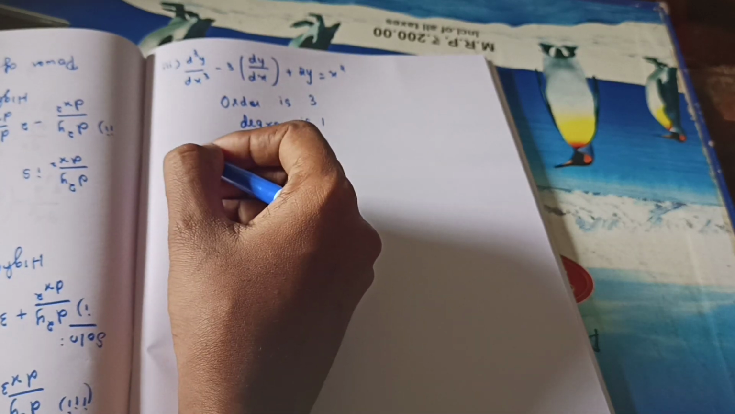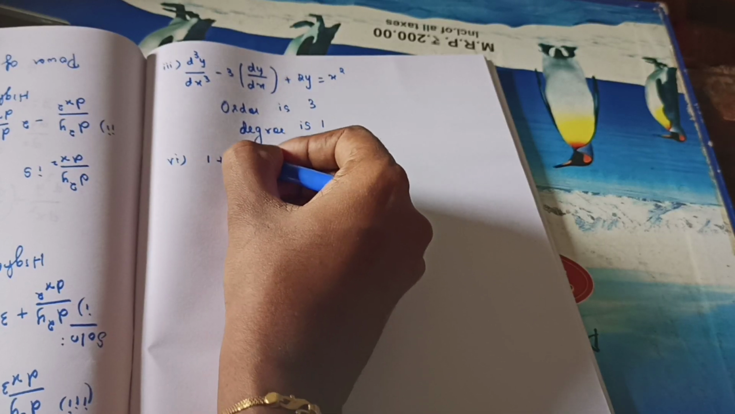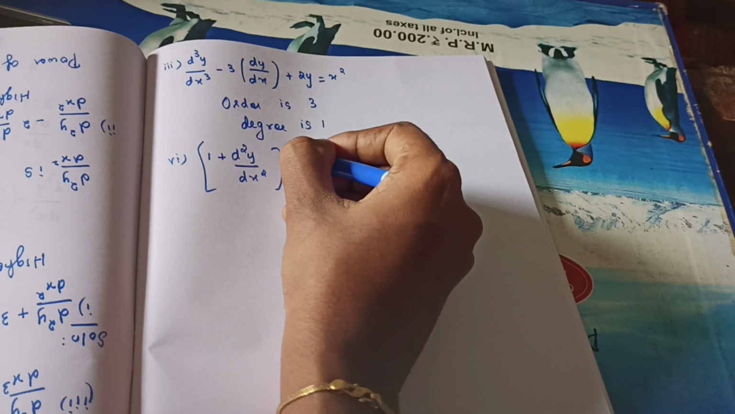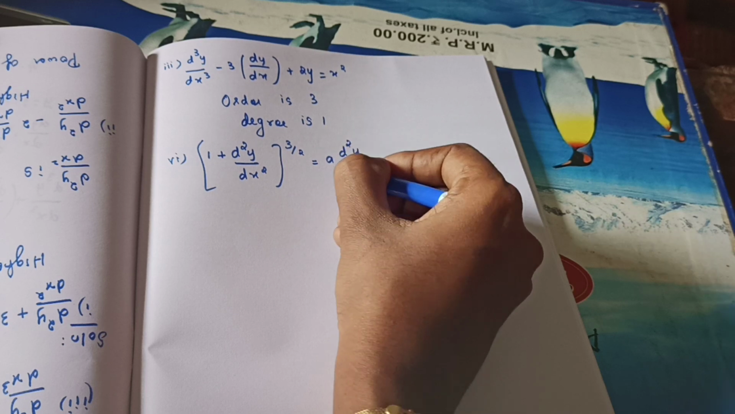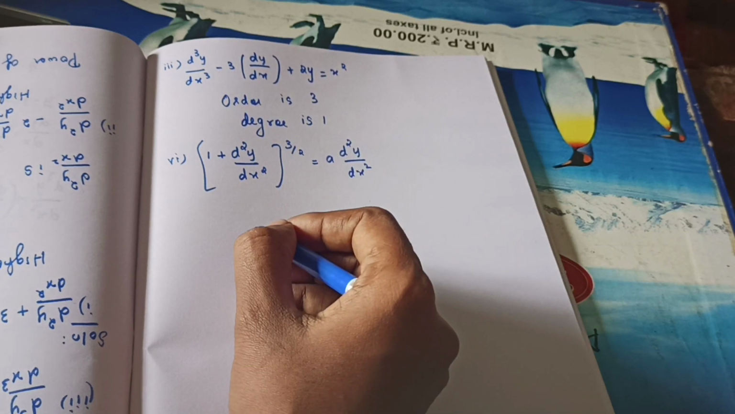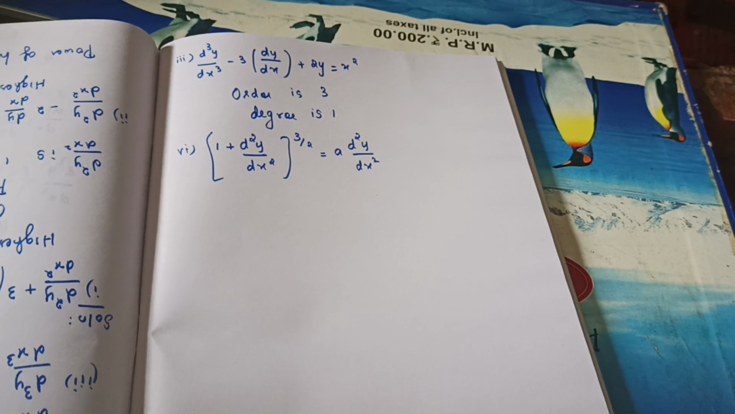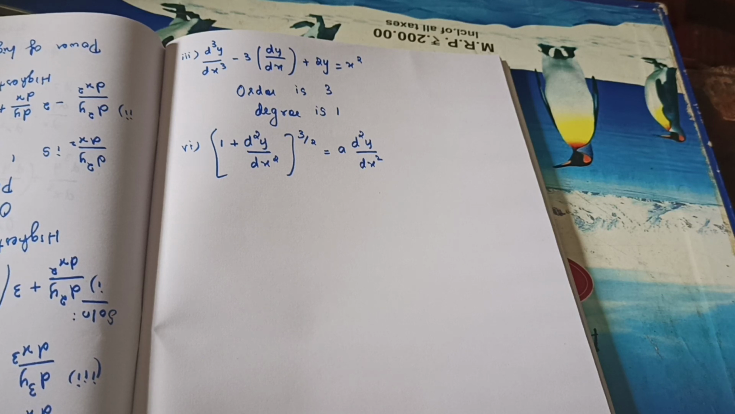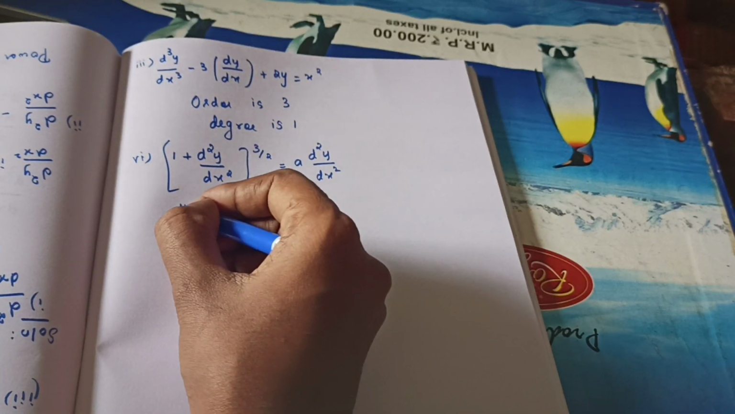Okay. Next one is somewhat different. 1 plus d square y by dx square the whole power 3 by 2 equal to a into d square y by dx square. Here we need to remove the radical sign. So what's the radical sign? The whole power 3 by 2. So we need to remove the radical sign. Understand? So here we need to eliminate the radical sign.